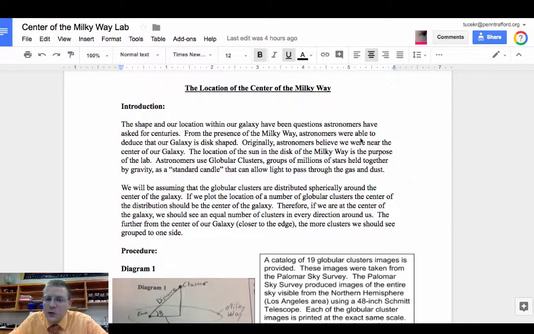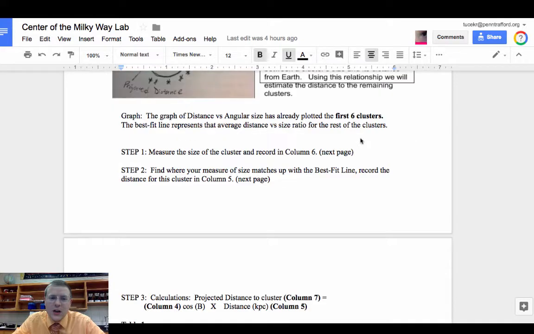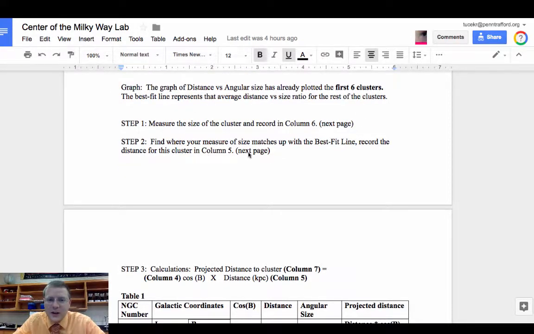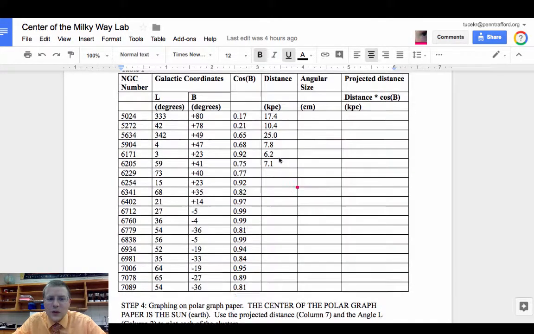So if you look at this lab, what we're doing is we're trying to locate where the center of the Milky Way galaxy is. You may think that we are the center, but we can do some measurements to actually figure out where we actually are. So your steps are written out right here. You want to measure the size of clusters and record them in a data table. I've filled in a data table for you that is right here.